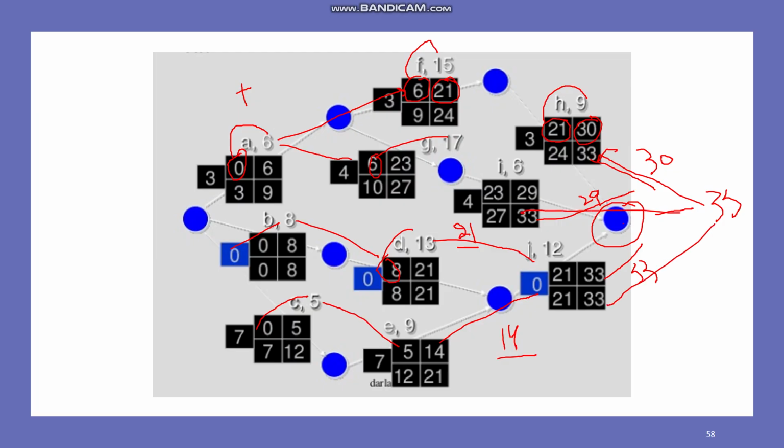So now what was the duration of H? It was 9. So 33 minus 9, it becomes 24. So if you look at the difference, we can start the activity H on the 21st day, or we can start the activity H on the 24th day. It won't get delayed. So this is basically the critical path method, which tells you which activity will be important, which activity won't be important.